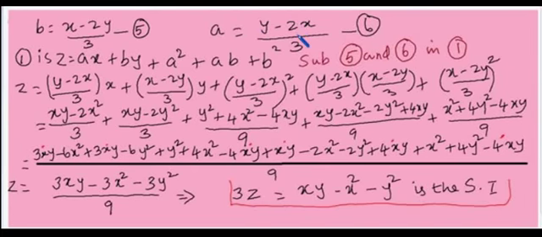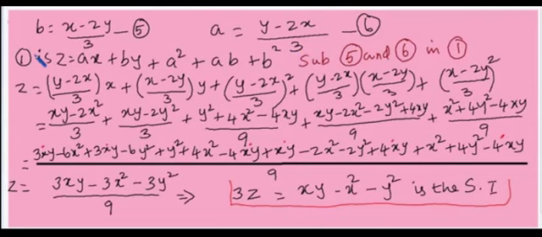In the third term, the numerator is a minus b the whole square, and you use the formula a minus b whole square, a squared minus 2ab plus b squared. So y squared plus 4x squared minus 4xy divided by 9. The denominator is to be squared also here.